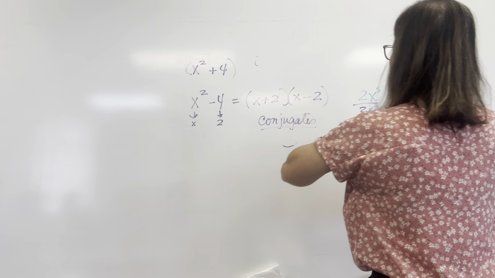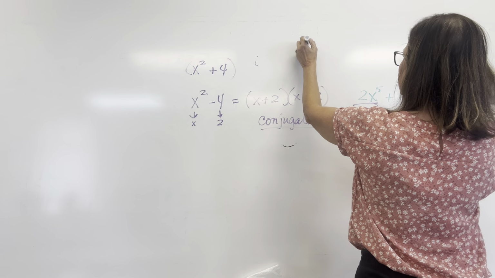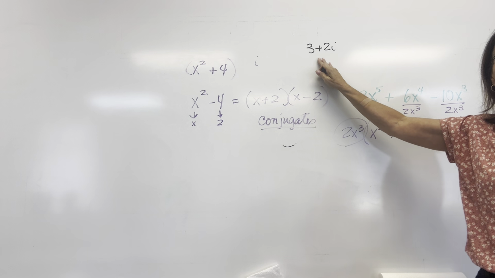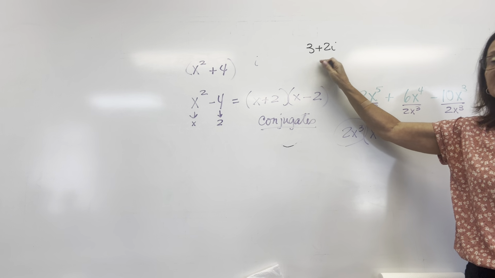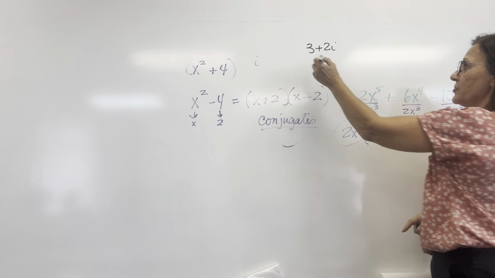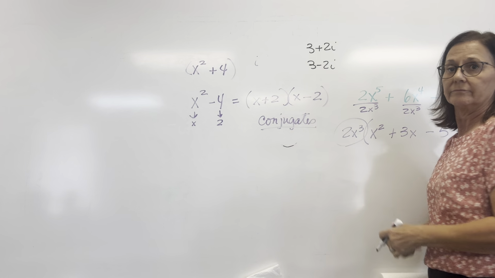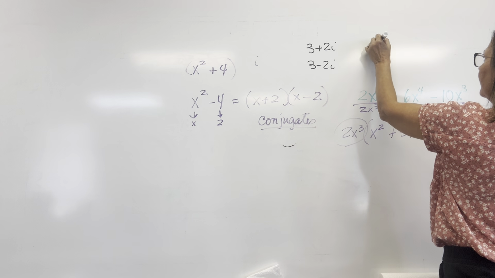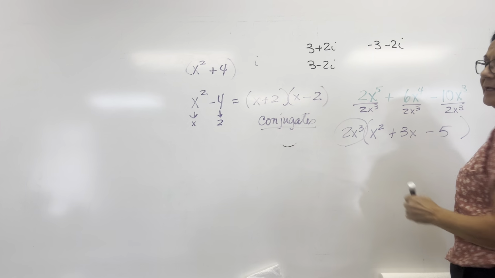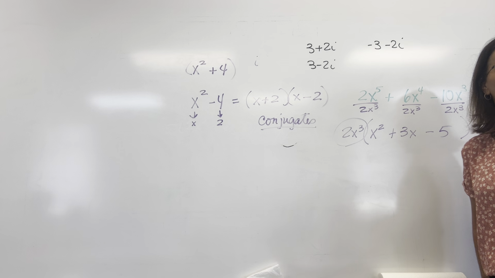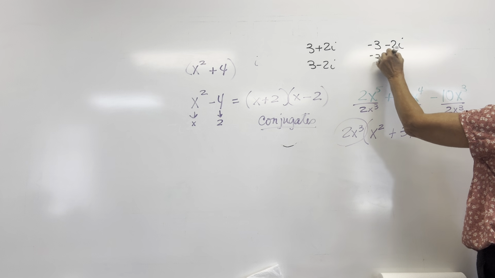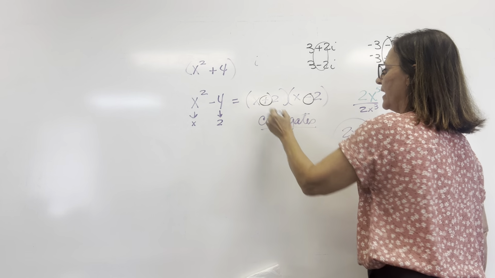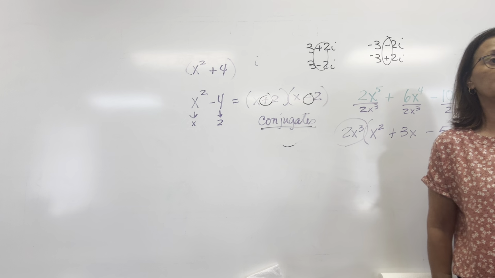I've seen on the ACT something like this, and they said, what is the conjugate? Conjugate simply changes the middle sign. So the conjugate is 3 minus 2i. Got it? If it were negative 3 minus 2i, and I asked you what is the conjugate, it would be negative 3 plus 2i. Only the middle sign changes for conjugate factors.